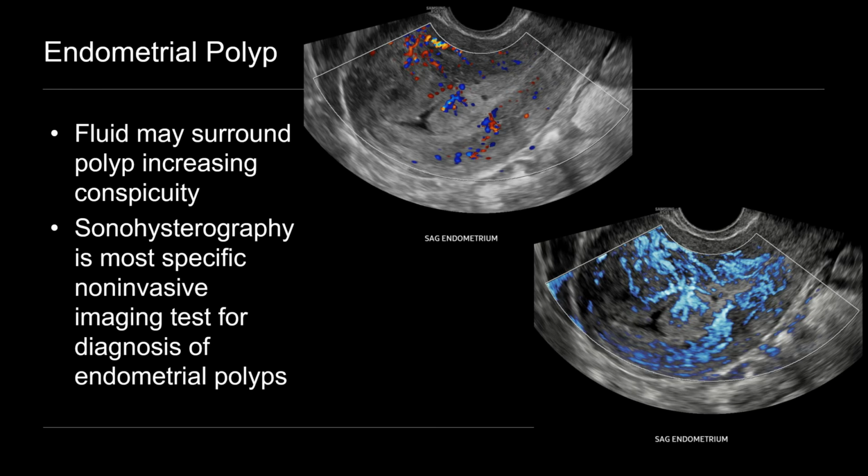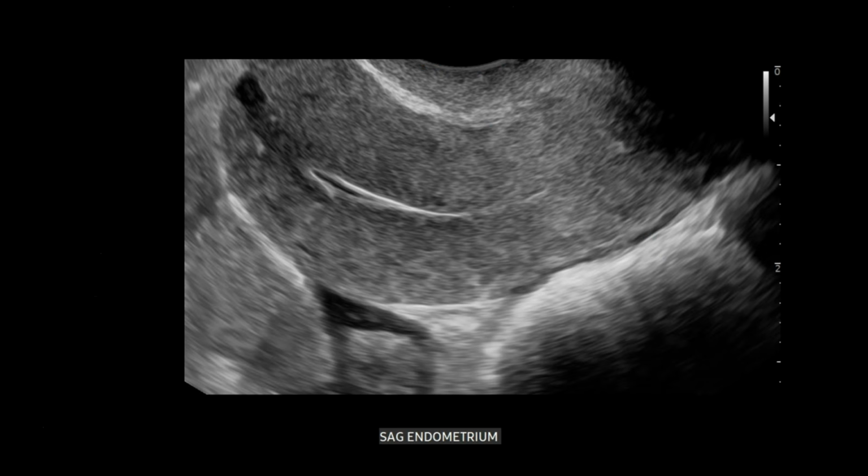That correlates well with sonohysterography, which is a specific diagnostic study where saline is instilled into the endometrial cavity. And that's actually the most specific non-invasive imaging test for the diagnosis of endometrial polyps. Now, this patient did not have a sonohysterography. This was just natural fluid that developed around the polyp, but it's the same principle. All right, let's look at the final case.